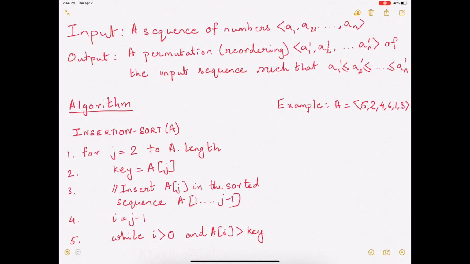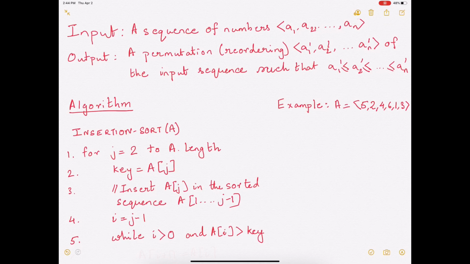Hi everyone, in this video we'll discuss insertion sort. Now insertion sort is one of the most popular sorting algorithms and we will go over the algorithm in this particular video and we'll also study an example. So what is a sorting algorithm?